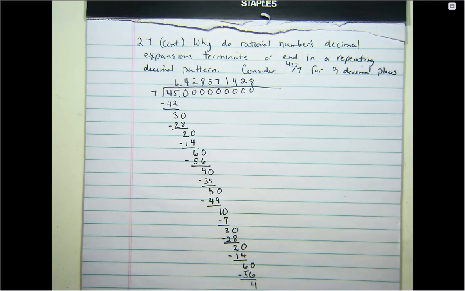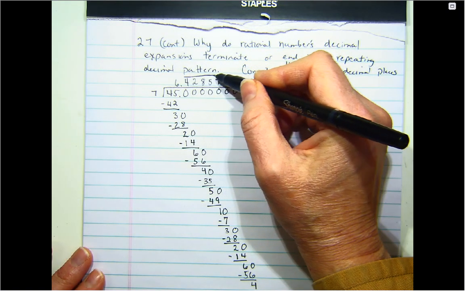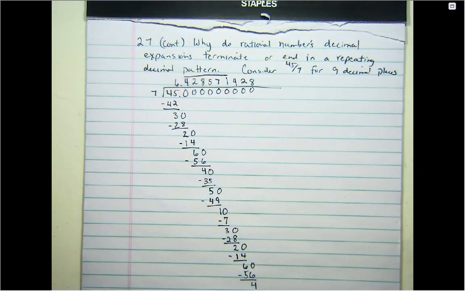How long could we keep doing this? I mean, we're stopping at 9, but that's kind of arbitrary. How long could we keep doing this? Forever. Yeah, forever. This will go on forever. Can you see what the pattern is? Good. 428571 is repeating, because now we have the 428, and next would come 571 again. So 45 divided by 7 is 6.428571, with the 428571 repeating over and over again.